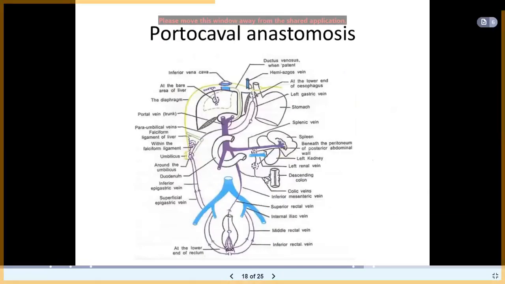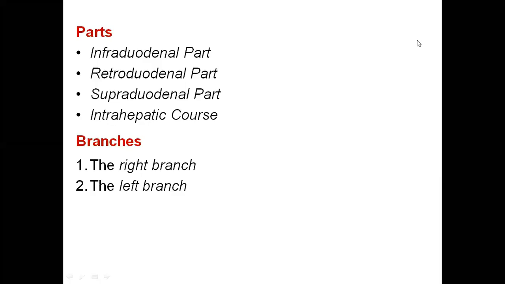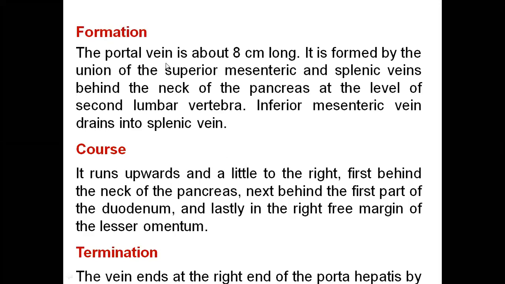Now, the portal vein is about 8 centimeters long. It is formed by the union of superior mesenteric and splenic veins behind the neck of the pancreas, at the level of second lumbar vertebra. Inferior mesenteric vein drains into splenic vein. It runs upwards and a little to the right, first behind the neck of the pancreas, next, behind the first part of the duodenum, and lastly in the right free margin of lesser omentum.